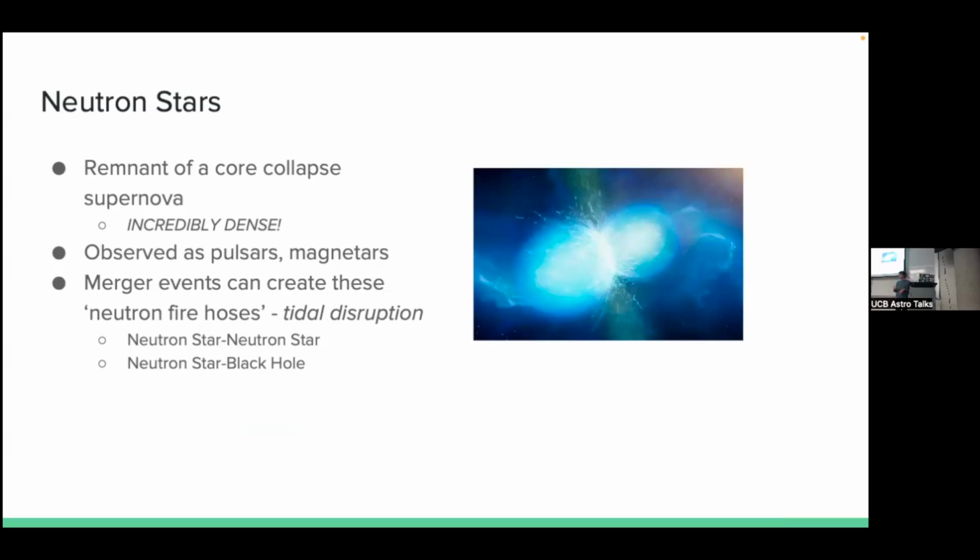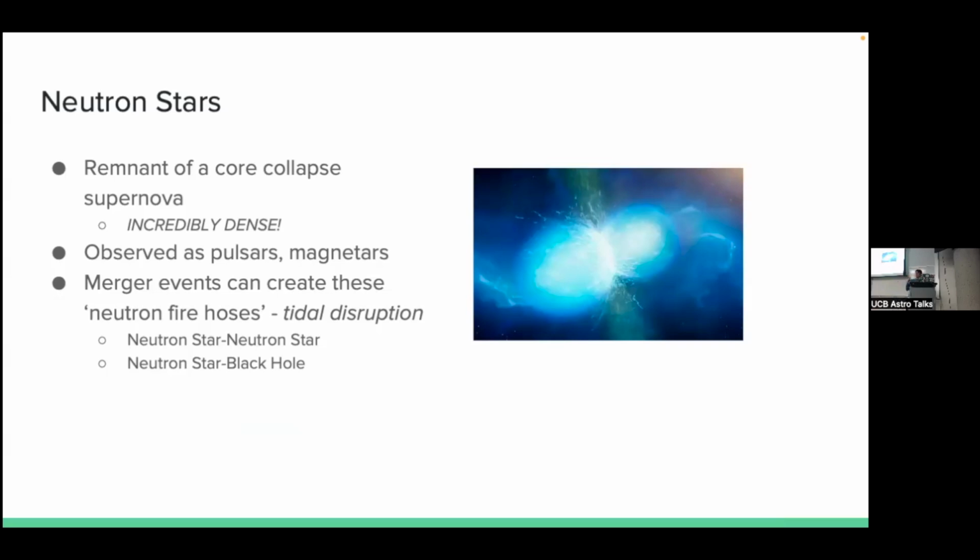So also, we can't just have this neutron star sitting there. It's not exactly a neutron fire hose or anything. We need to do something. And so that's where our merger events come in. If you have two neutron stars, or perhaps a neutron star and a black hole, they're orbiting one another.